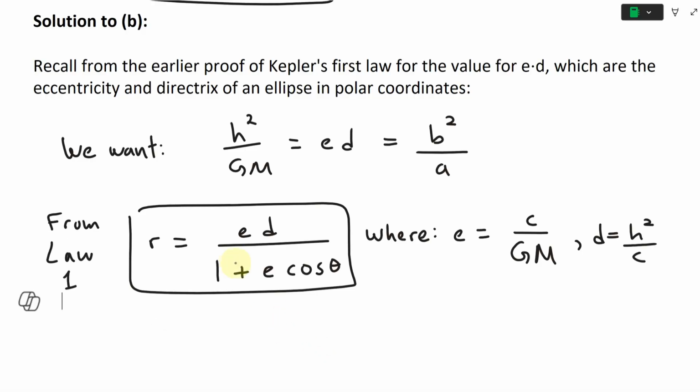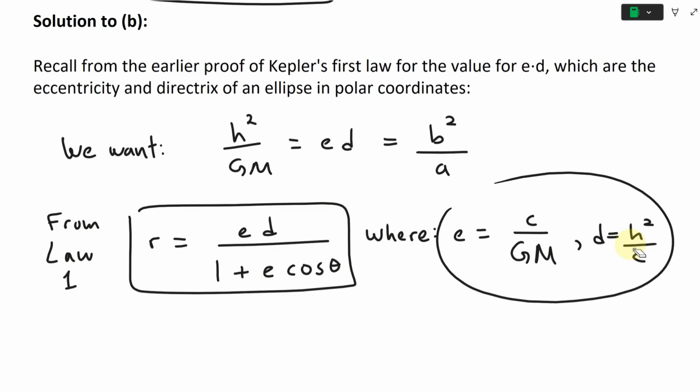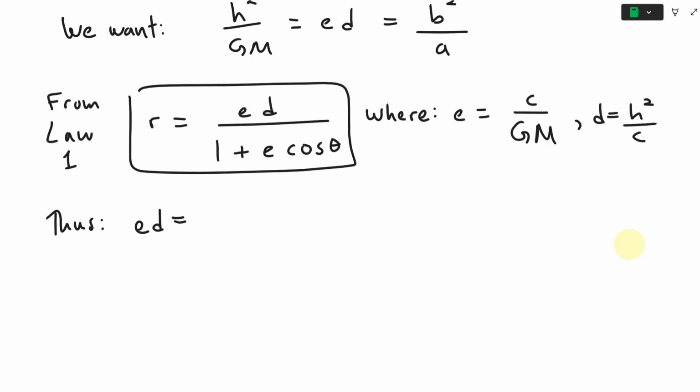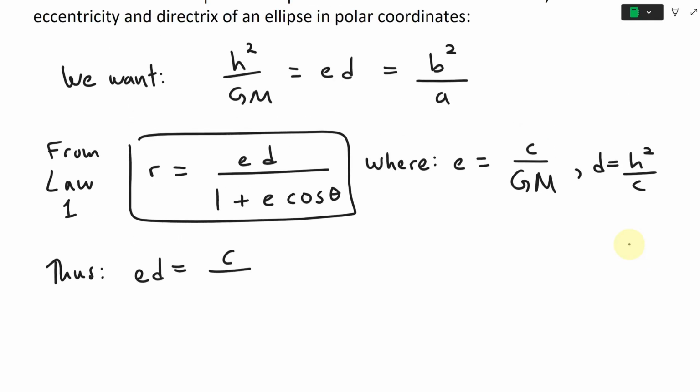So from law 1 we had this r equals ed divided by 1 plus e cosine theta, where e equals c over GM and d equals h squared over c. Well, we could easily solve for ed. We already know what e and d are, so thus ed just equals c over GM times this. We just throw these inside. That's all it is.